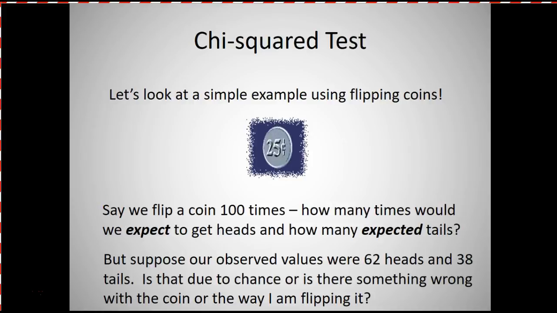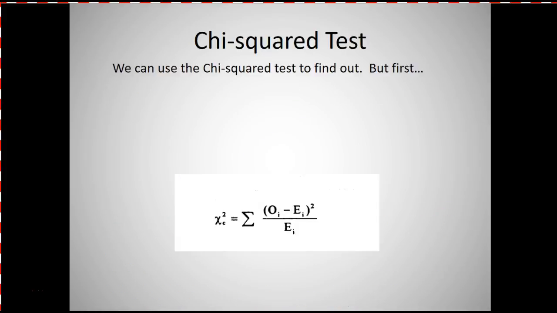So let's look at a simple example. You remember you did activities where you flipped coins and you expected to get a certain number of heads based on how many times you flipped it. I believe you did an activity where you flipped it 20 times, 30 times, and 50 times. Obviously you expect to get half the number of heads. So let's say we flip it 100 times. We would expect to get 50 heads and 50 tails, but let's say you actually get 62 heads and 38 tails. So is that just due to random chance, or is there some other factor at work? Maybe I'm applying more force to the coin on some of the flips than on others. So we can use the chi-square test to find out.